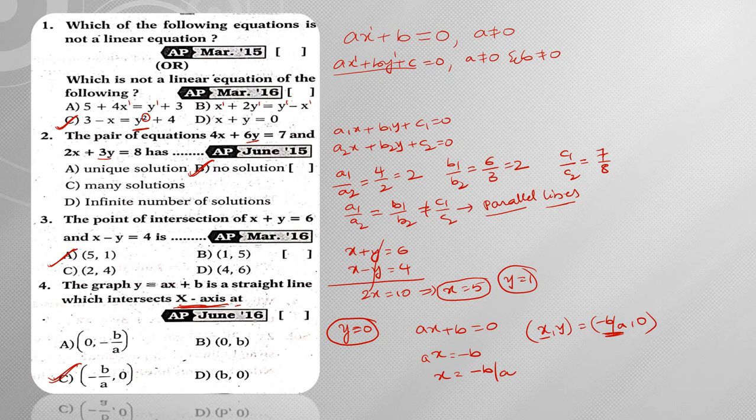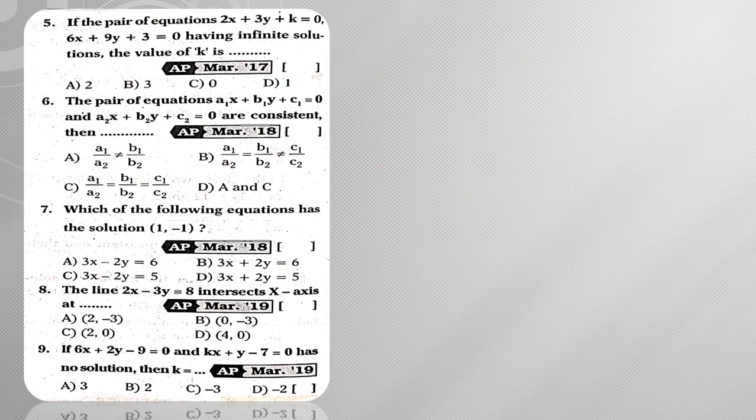Next, moving on to question number 5. If the pair of equations 2x plus 3y plus k is equal to 0 and 6x plus 9y plus 3 is equal to 0 has infinite solutions. Infinite solutions means what is the condition? a1 by a2 is equal to b1 by b2 is equal to c1 by c2. Infinite solutions means the lines are coincident lines. That means their corresponding ratios will be equal. So from this what can I say?